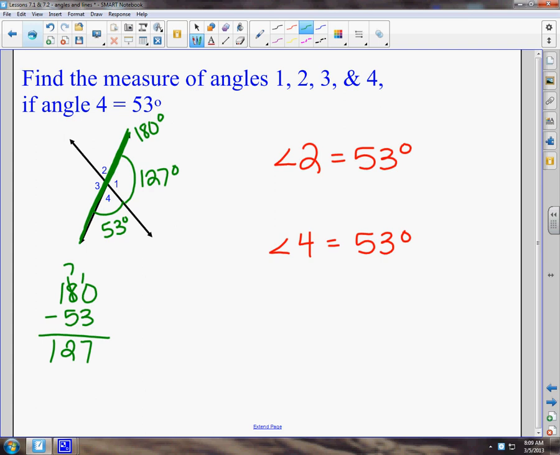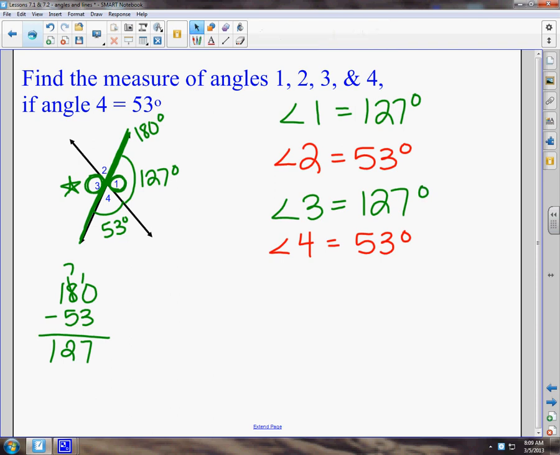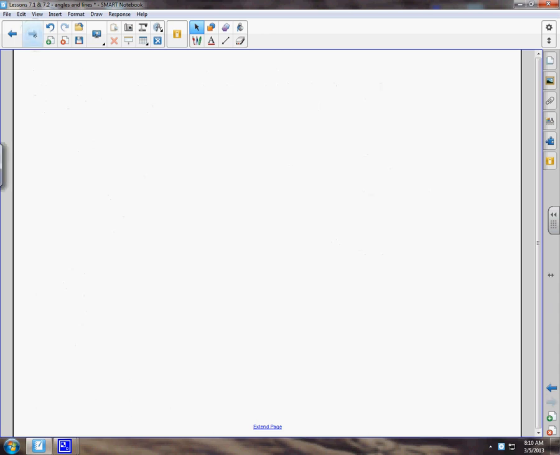So look at this. Okay, so 1 and 4, they're on the same line. They're on that straight line. So they have to equal 180. So then I double check. Does 127 plus 53 equal 180? And yes, it does. So now I know that angle 1 equals 127 degrees. And then the one directly across from it, the vertical angle, angle 3, is the same. It is also 127 degrees. All right, that is it for your notes for these two lessons.